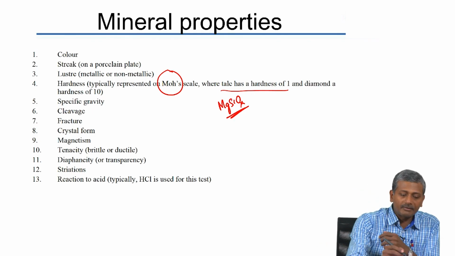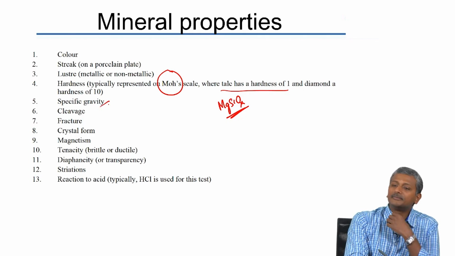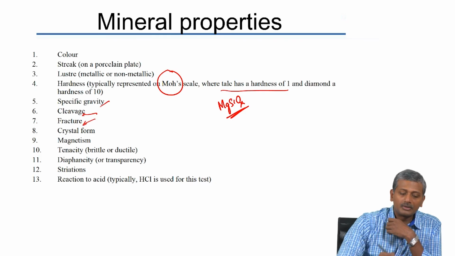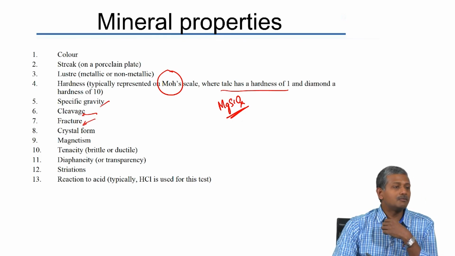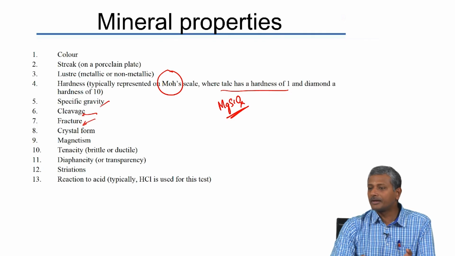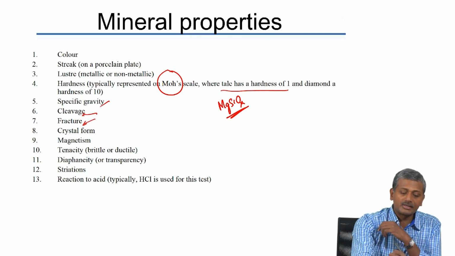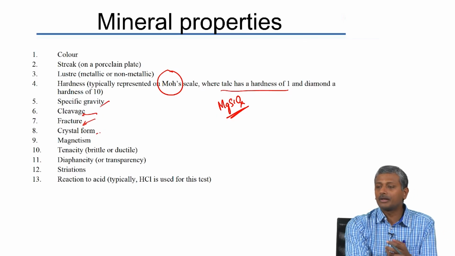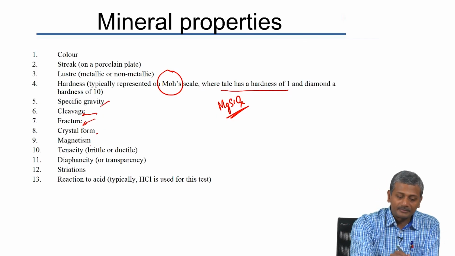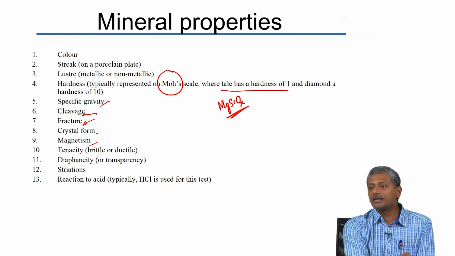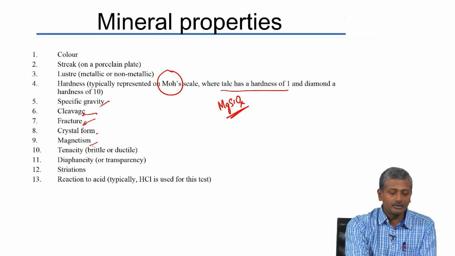The other important characteristic of the mineral is the specific gravity. Then you have cleavage, fracture. These are important in describing the way in which the aggregates or the rocks will fail when you apply a load to them. The form of the crystal that is there, that means whether it is cubic, orthorhombic, triclinic, monoclinic and so on. Magnetism, obviously this is important for the minerals that are bearing what? Iron, minerals that are bearing iron.